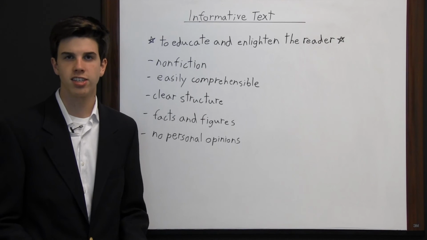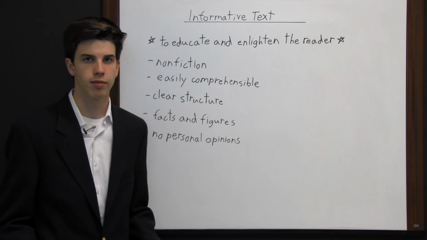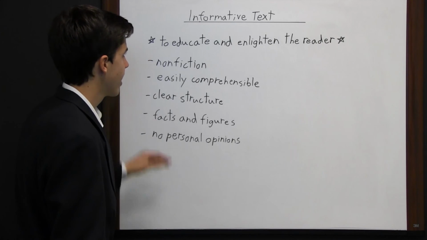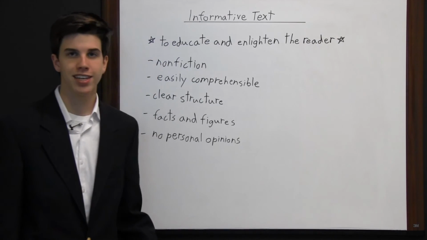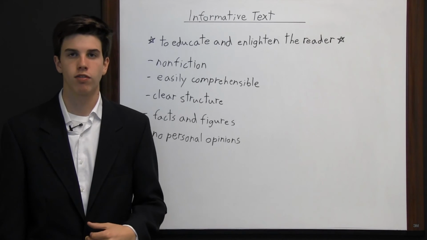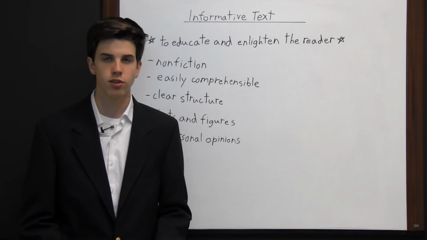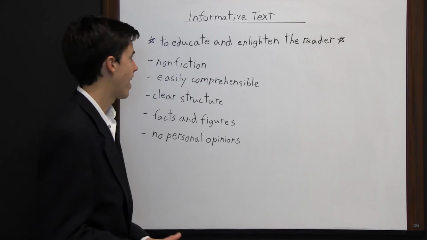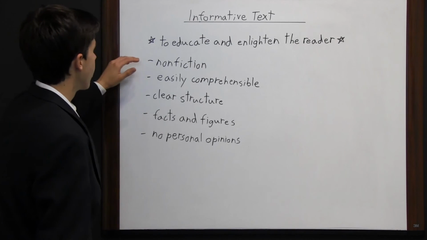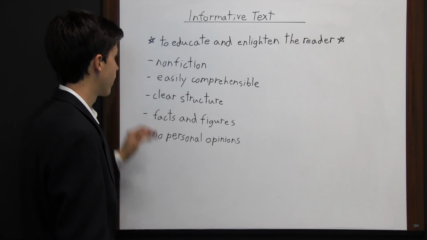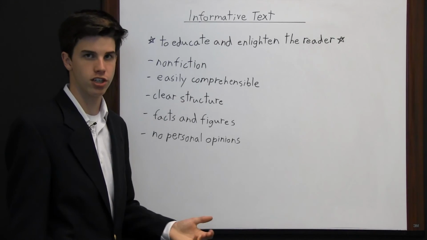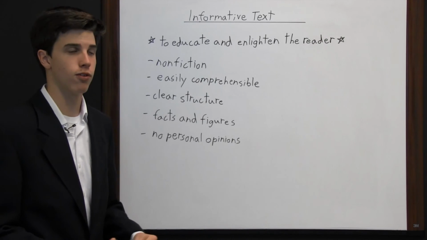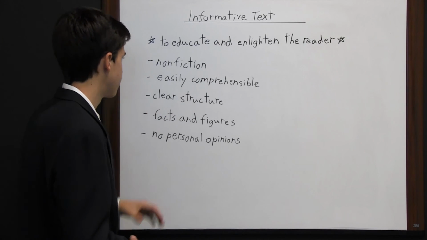An informative text is a very straightforward piece of writing. Basically, the purpose of an informative text is to educate and enlighten the reader. It's basically to convey information from the writer to the reader. So it's very straightforward because it's not persuasive, and so it pertains more to facts and figures. So first off, an informative text is generally nonfiction because it has no reason to be fiction, because it has facts and figures in it, so it's truthful. So that's why it's always nonfiction.